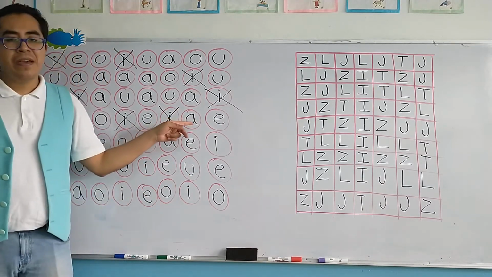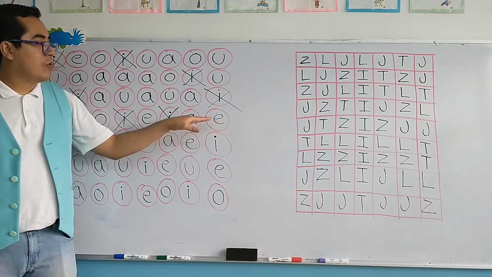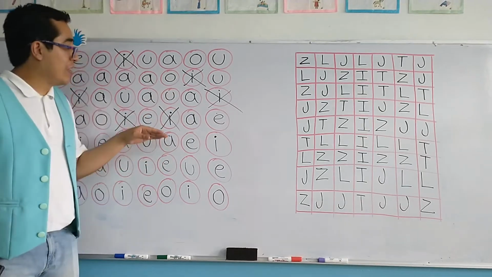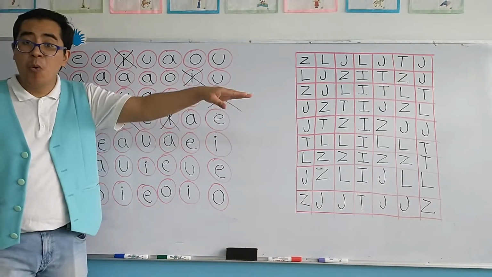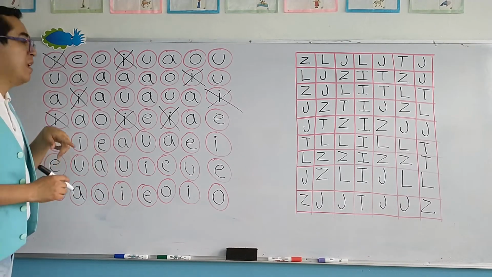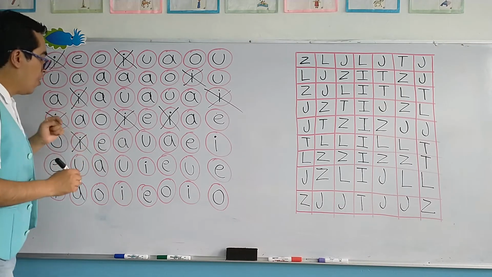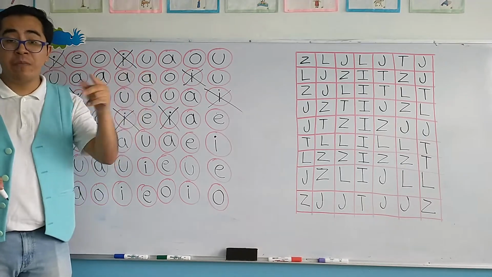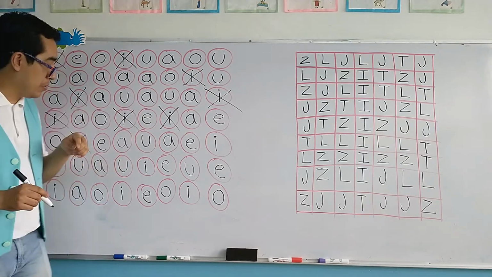Letter A, letter E, and those are the only I's. Let's continue with the next row. Vamos con la siguiente fila. Letter O, letter I. Of igloo, of ice cream, also those letters, very good.